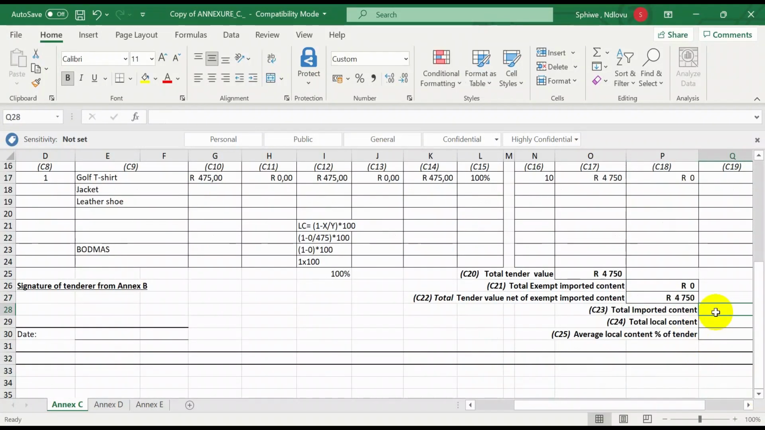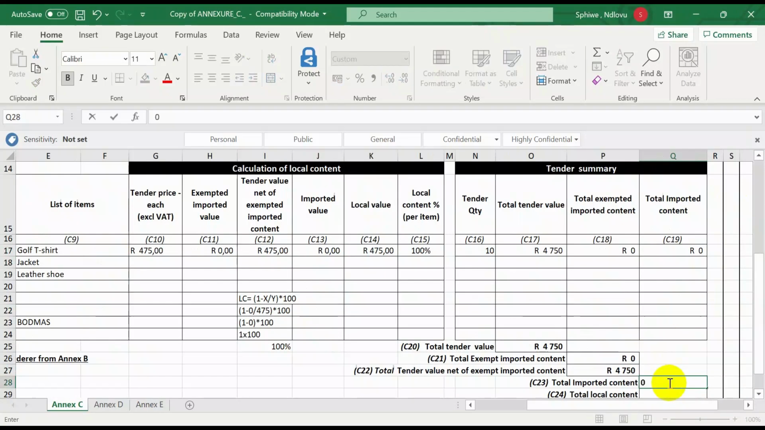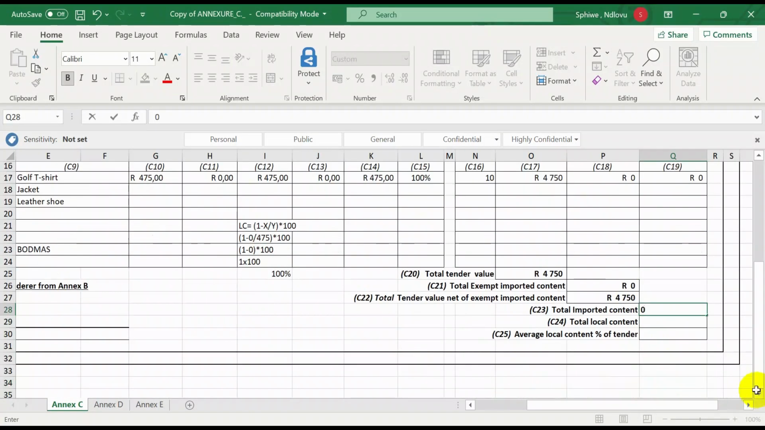And then C23 is the sum of the values in column C19. What do we have under C19? We don't have any imports. Our value there was 0. So we will have 0 under C23. This is when we are using a product that is 100% manufactured or designated in South Africa. But if we were using a high-back chair, which we used as an example and was designated at 85%, then there will be total imported content. That 15%, which will be either on section B or section C of Annexure D, will actually go under this one.